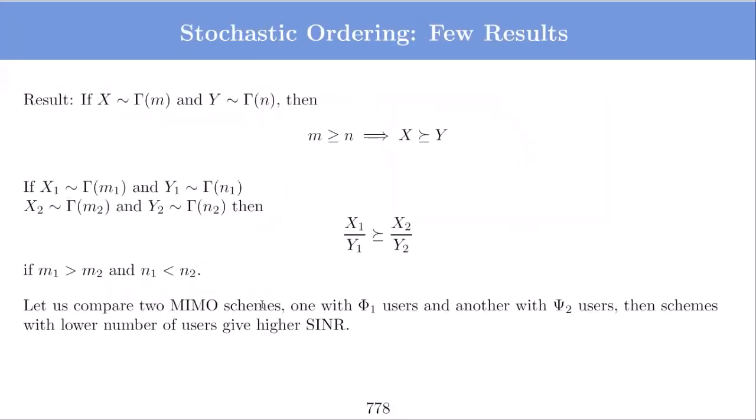So how does this help us? Let us first see one stochastic ordering result. If X is a gamma random variable with parameter m, and Y is a gamma random variable with parameter n, you can assume that the rate parameter is 1. I'm just talking about the shape parameter. So X has shape m and Y has shape n, and both are gamma random variables. Then if m is more than n, you can say that X stochastically dominates Y.